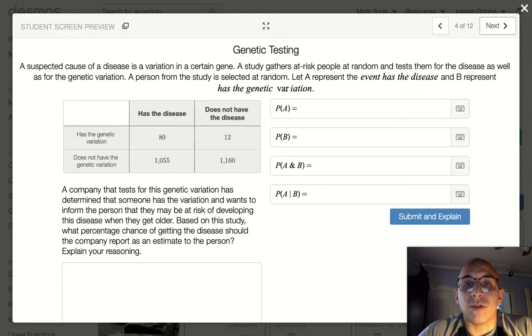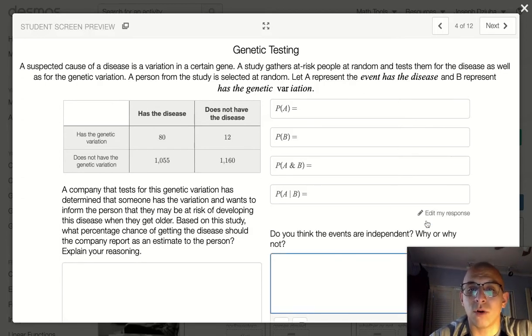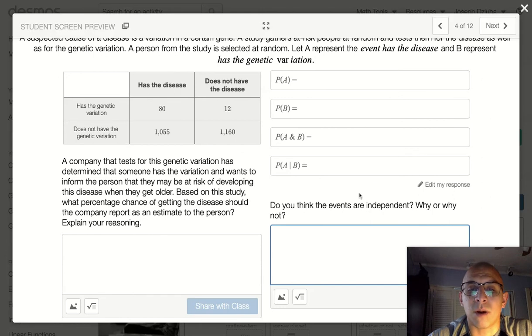We have another two-way table. A suspected cause of disease is a variation in a certain gene. A study gathers at-risk people at random and tests them for the disease as well as for the genetic variation. A person from the study is selected at random. Let A represent the event has the disease and let B represent has the genetic variation. So once again, we are making our way through all of those probabilities and then determining if the events are independent, why or why not.